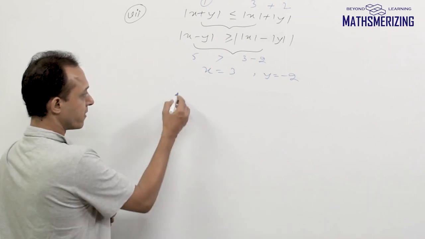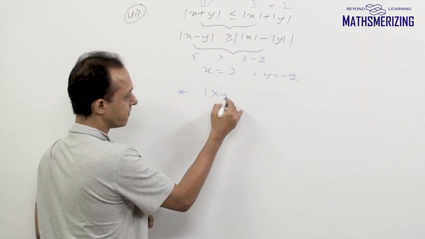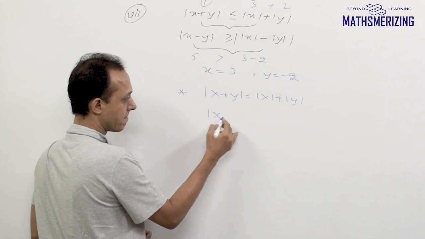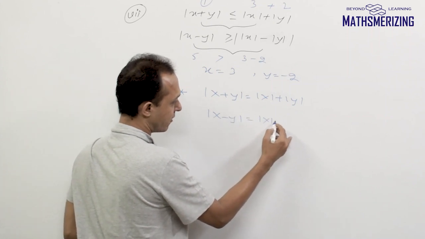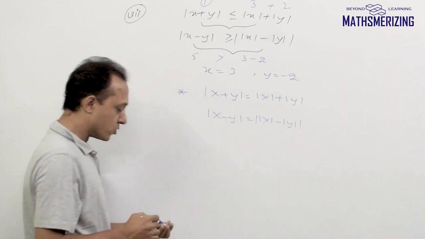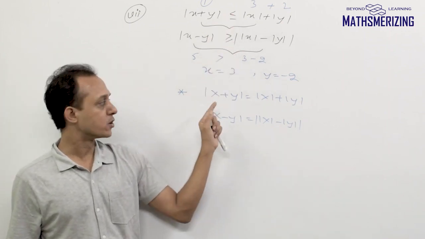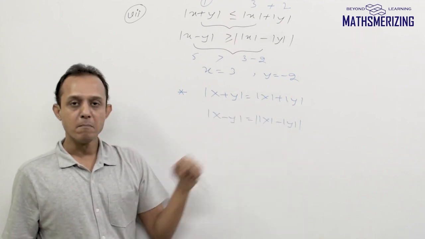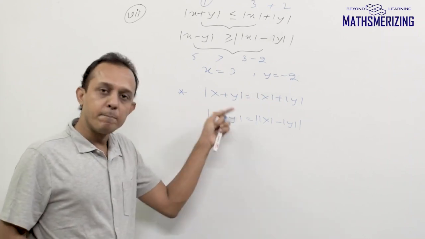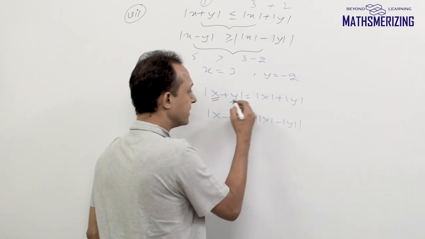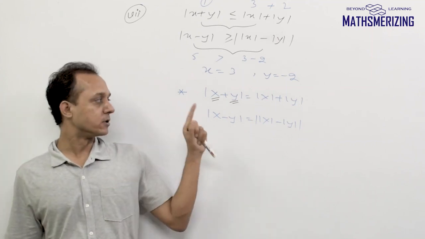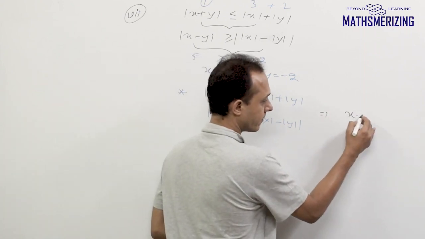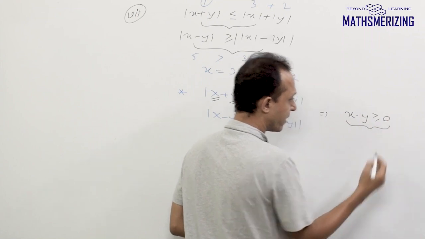Now, in this case, the important question is, suppose I get this condition, which is mod of x plus y is equal to mod x plus mod y, or mod of x minus y equals mod x minus mod y. So generally we get an inequality sign, but we may have some question where equality holds. Now this is only possible when x and y are of the same sign. That is either both of them are positive, or both of them are negative. So in this case, the condition will be x into y should be greater than or equal to 0.